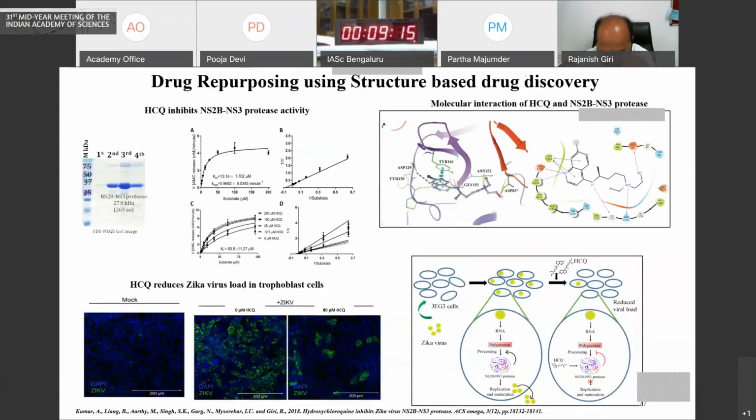And for this, we verified the Zika virus NS2 protease complex. We performed the enzyme inhibition assays, and we performed high throughput drug discovery using software. In the top 5 compounds, we found that hydroxychloroquine is there, and apart from that, there were more compounds. For Zika virus, this is important because it is a major problem for pregnant women, because it causes microcephaly in newborn babies.